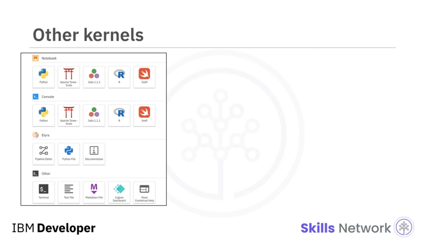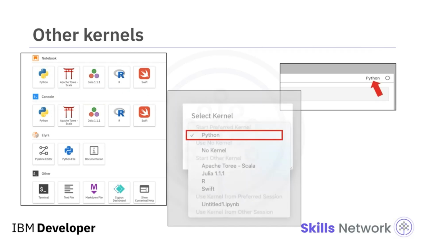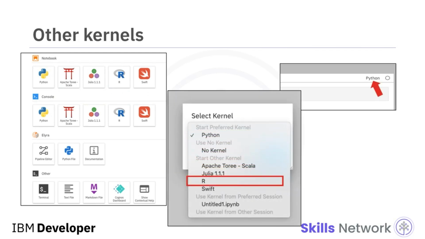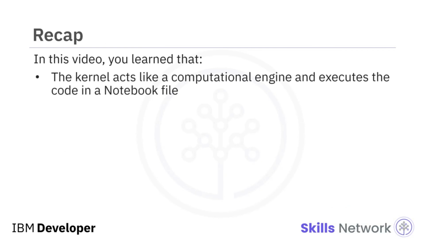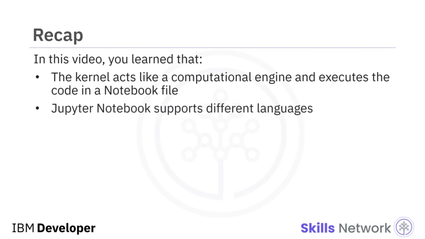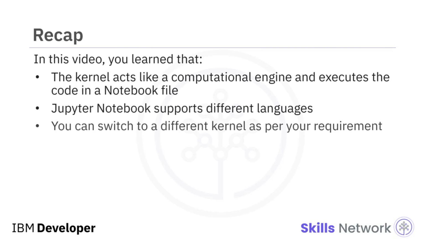You do have the option to run other kernels. The Skills Network Virtual Jupyter environment has Apache, Julia, R, and Swift. You can use any language to execute your code, either by selecting the kernel on the launch page or clicking the top right icon and selecting the kernel from the drop-down menu. If running the kernel on your local machine, you will need to manually install the languages through your command line interface or CLI. In this video, you learned that the kernel acts like a computational engine and executes the code in a notebook file. Jupyter Notebook supports different languages, and you can switch to a different kernel as per your requirement.